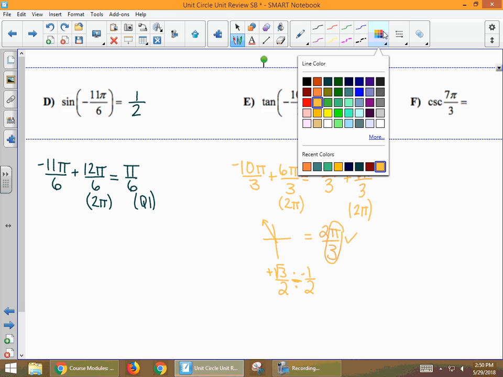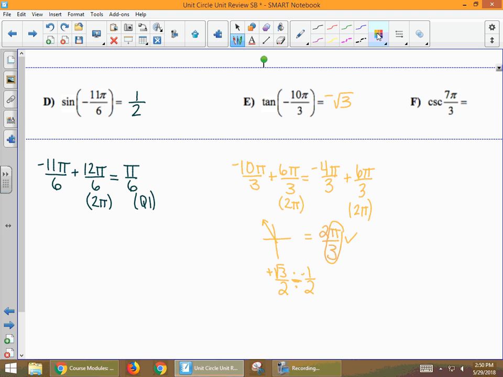All right, cosecant. 7 pi over 3 is more than 2 pi, so we've got to shrink it down. This one is too big, so we're going to subtract 2 pi this time. Last problem on part E, we were adding 2 pi. Here, we're going to subtract 2 pi. And when we subtract 2 pi, we get down to pi over 3, which is our first quadrant angle. So pi over 3 is what we're looking at. We want cosecant, so I'm going to deal with sine of pi over 3 first.